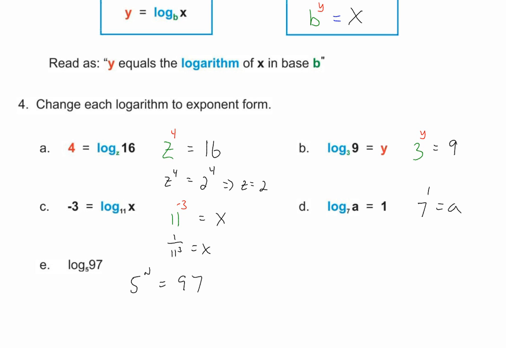It's not a 2, right? 5 squared is 25. But it's not a 3 either. 5 cubed is 125. So it's somewhere between 2 and 3, probably a little closer to 3 than 2. And again, we'll learn how to solve that as we continue on in the chapter.